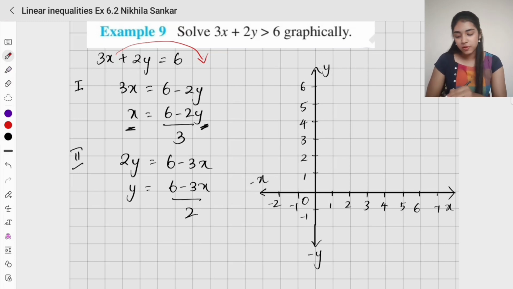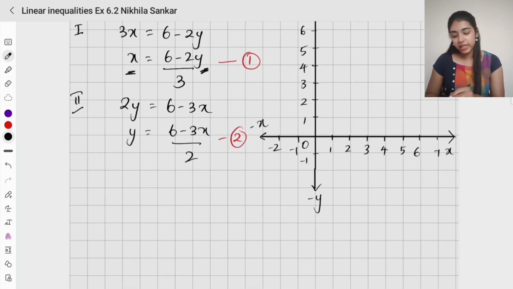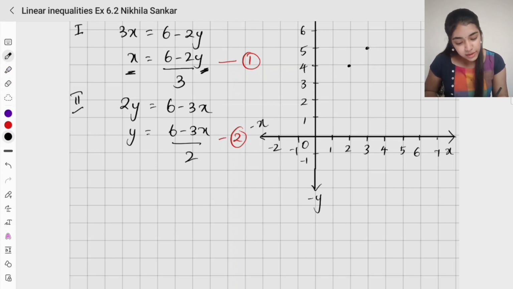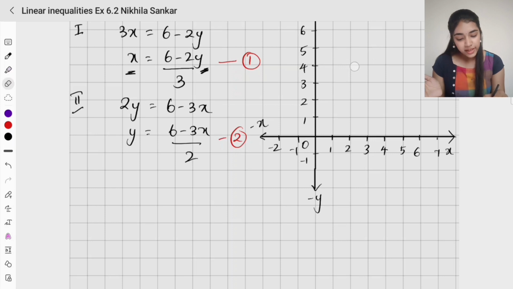If x in terms of y எழுதியாச்சு, y in terms of x எழுதியாச்சு. Let me mark this as equation 1 and this as equation 2. இப்போ graph வரையறதுக்கு we need some solutions. கரெக்ட்டா? So அதை எப்படி நம்ம கண்டுபிடிக்க போறோம்? இப்போ இந்த இடத்துல பாயிண்ட்ஸ் தெரிஞ்சாதான் இப்போ 2, 4, 3, 5 இந்த மாதிரி இருந்தால் தான் you'll be able to draw a graph. இப்போ அதுவே தெரியாமல் எப்படி கிராஃப் போடுறது? So we have to find the points to draw a graph. So எப்படி points கண்டுபிடிக்க போறோம்?